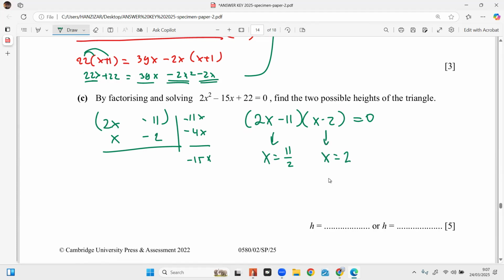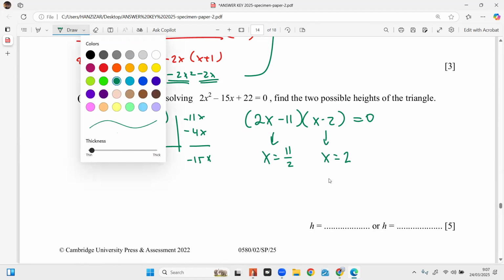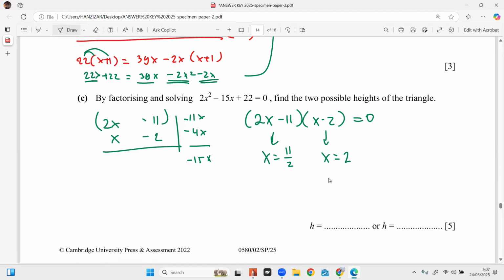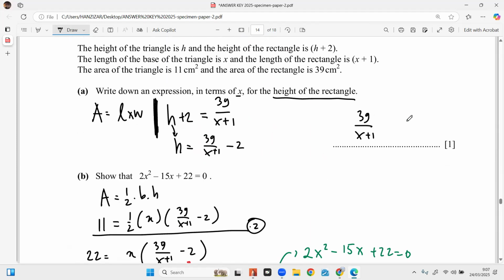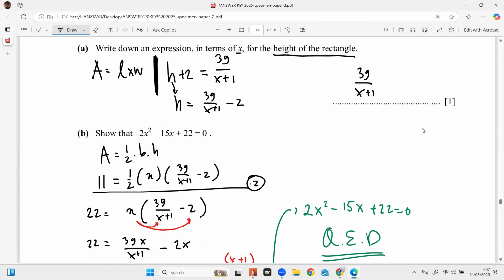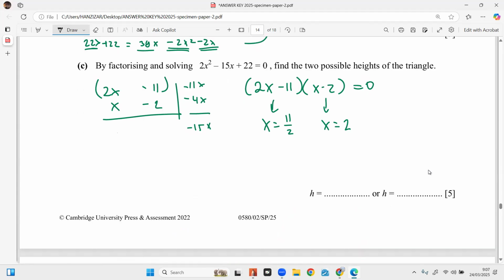Is it the answer that you put? No. We are finding h. What is h then? So back to original. Where is h? Oh, whoa, okay. Here. You can use this or the other with the triangle. But I prefer do this because it's clearly seen. 39 over x plus 1 minus 2. So h, 39 minus x over 2. Wait, am I right?